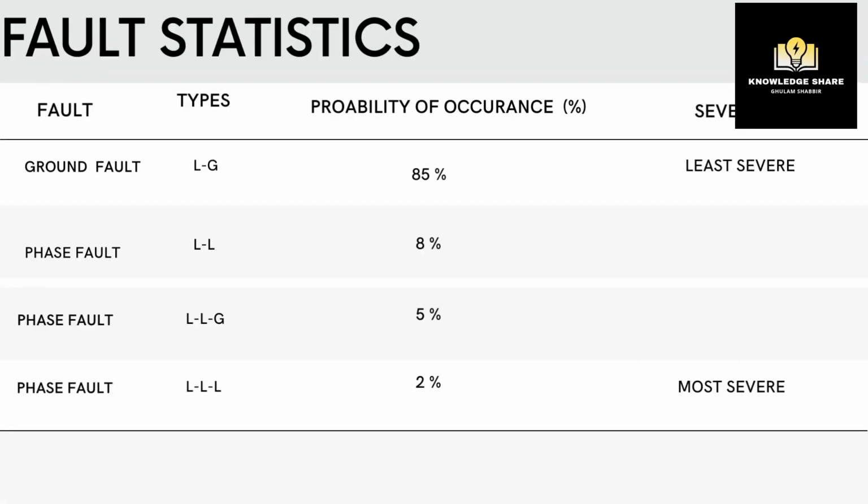Power systems have been in operation for over 100 years, so experience shows that all the faults are not equally likely. Single line to ground faults are the most likely, whereas the fault involving all three lines, that is the three phase fault, is the least likely. You can see the fault and the probability of the occurrence of the fault in the given table.